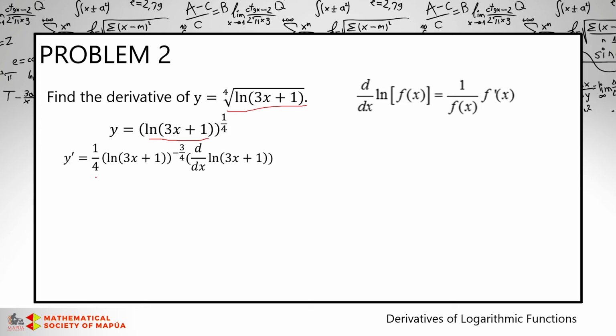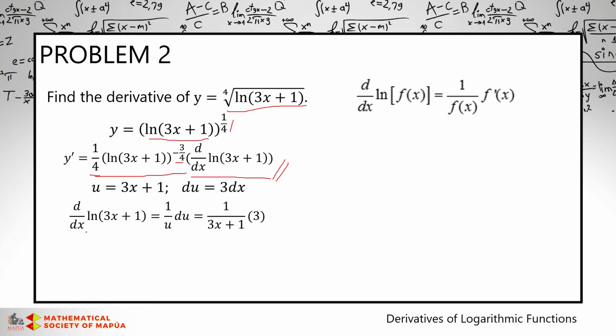So, that part is this. We bring down the exponent 1/4, then copy u, ln of 3x plus 1, raised to 1/4 minus 1, which is negative 3/4, times the derivative of u, where u is ln of 3x plus 1. Focusing on this part, the derivative of ln of 3x plus 1, we now use the formula 1 over u du, wherein u is 3x plus 1 and du would be 3.